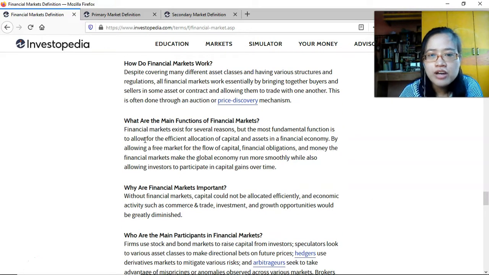Okay. Main function of financial markets. Most fundamental function is to allow for the efficient allocation of capital and assets in a financial economy. Those who don't need them, who won't be using them, put them in the market or through the financial institutions, financial intermediaries, where those who can use them for business, for economic transactions can get them. Okay. By allowing a free market for the flow of capital, financial obligations, and money, the financial markets make the global economy run more smoothly while also allowing investors to participate in capital gains over time.